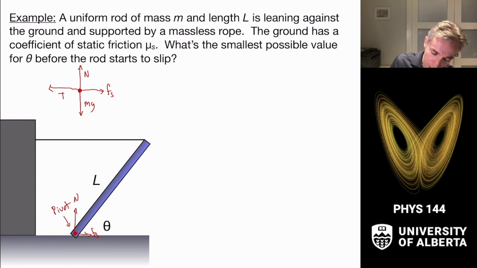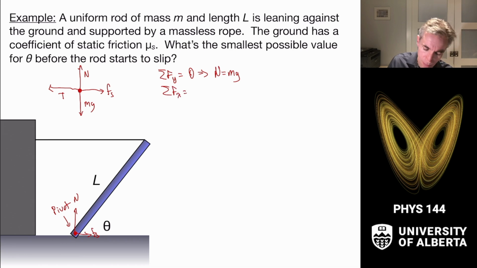So let's go ahead and see what our sum of forces will tell us. The sum of forces in the y direction is 0, and so that's going to mean that the normal force is equal to mg. The sum of the forces in the x direction is also 0, so that's going to tell us that the static friction force is equal to the tension. And the static friction force is going to be at the maximum case, otherwise it will start to slip. So that's going to be μs times N, which is equal to μs mg.